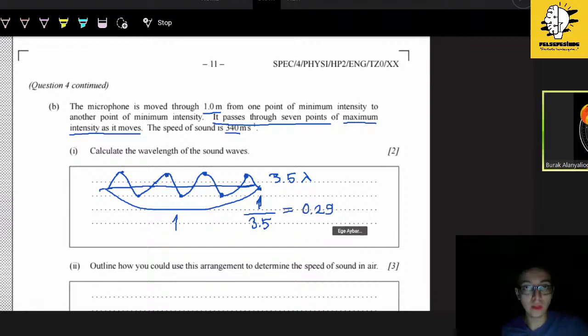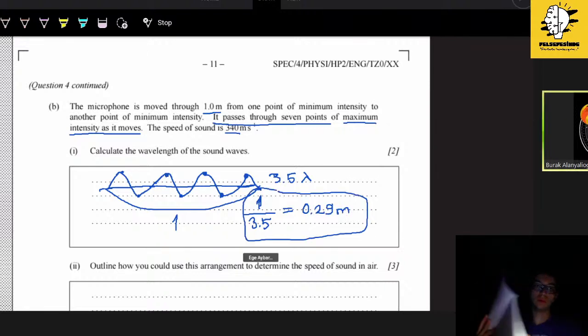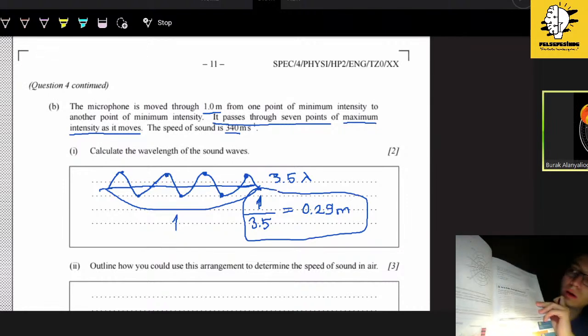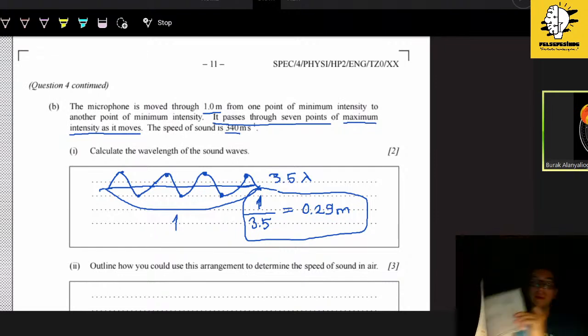Yeah. And by the way, in addition to what Ege said, you may find this one. Let me see if you will be able to see that. We have a diagram like this in our revision books. And you can see here that the number of maximum points that you are going through over 2 will give you the number of wavelengths that you are covering.